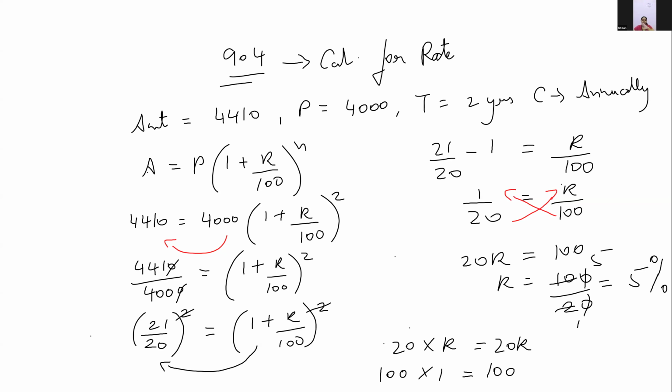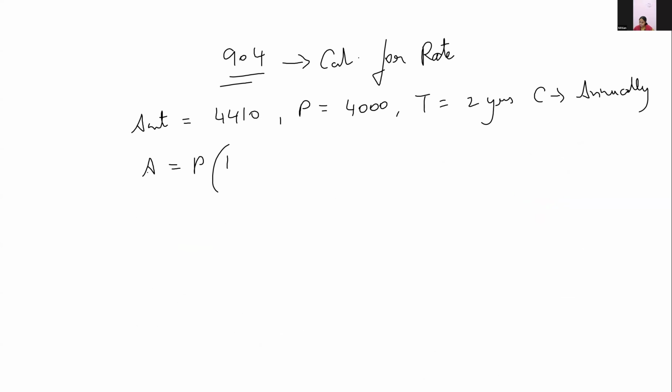Okay, so this is the method. The whole exercise 9.4 in which you have to calculate the rate will be done with this method only. All the questions, you follow this. Yes, Beta. Ma'am, another part is that 20R equals 100, R equals 100 upon 20 equals 5%. Ma'am, how do you do that?